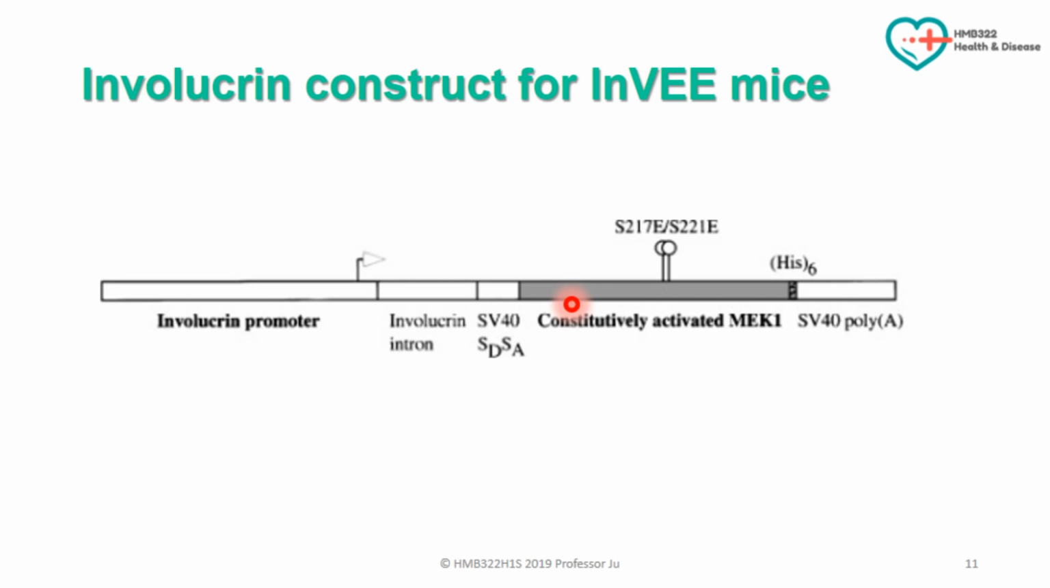Why is it constitutively active? If you go back to the previous slide, it says INVEE. And that's because these two serine residues are converted to the glutamic acid residue, or the E, that you see here. So this makes it constitutively active. It's always turned on. And that means that whatever this promoter is driving in whatever cell type, this will make the MEK1 be expressed in those cells.